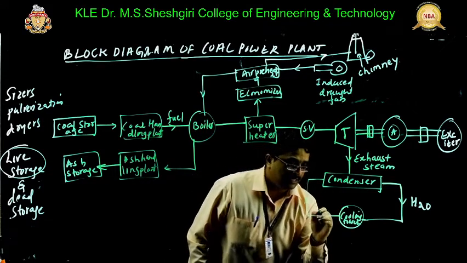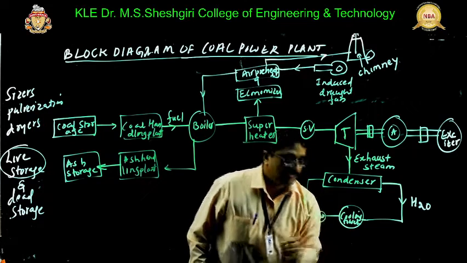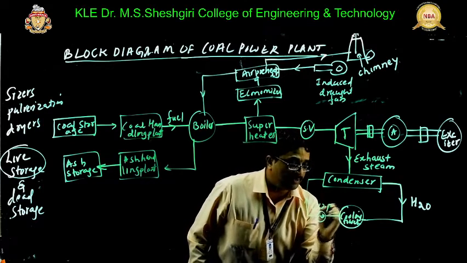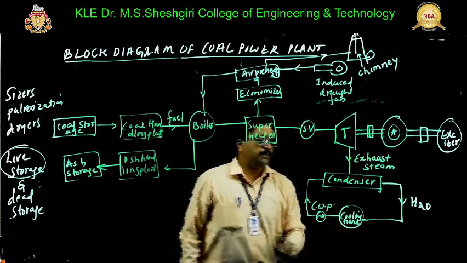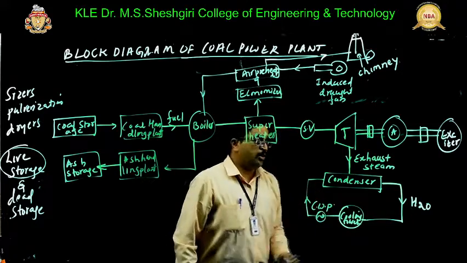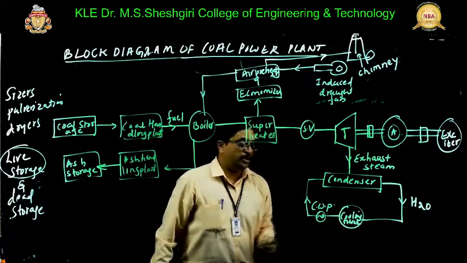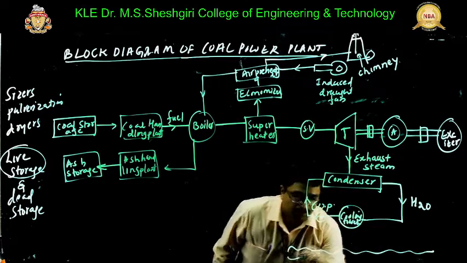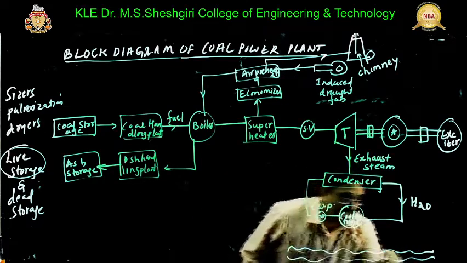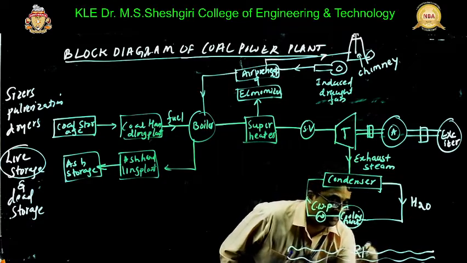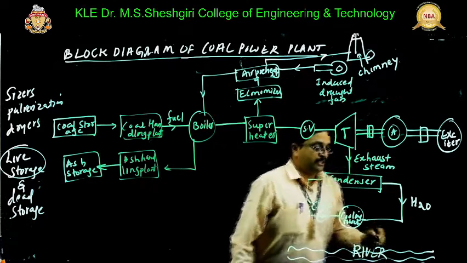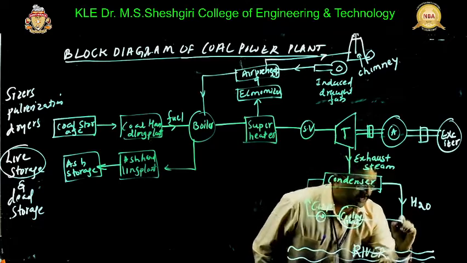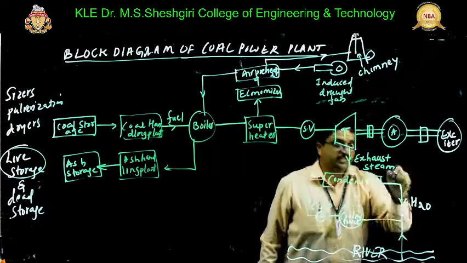And here is a circulating water pump, where the water is circulated. Now I have to cool this hot water, so I can naturally make a river over here. The water from the river is pumped to this one.